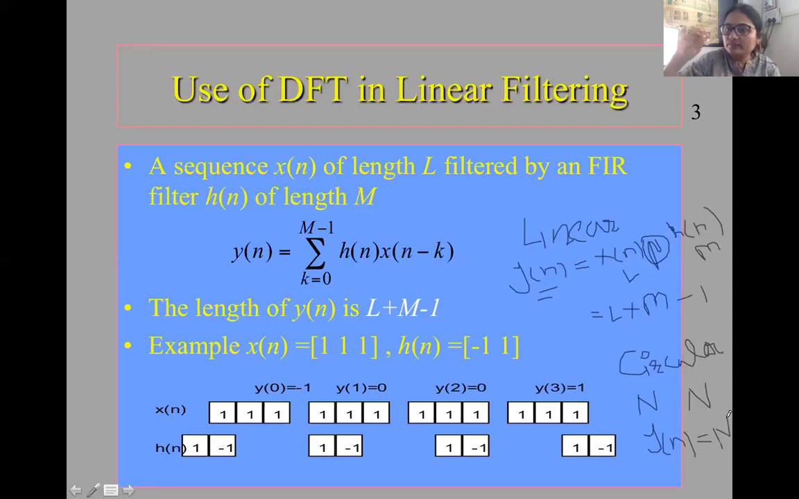The length of the sequence is going to increase here in the linear convolution, but in the circular convolution it doesn't increase, it remains as it is. That is the case in circular convolution.